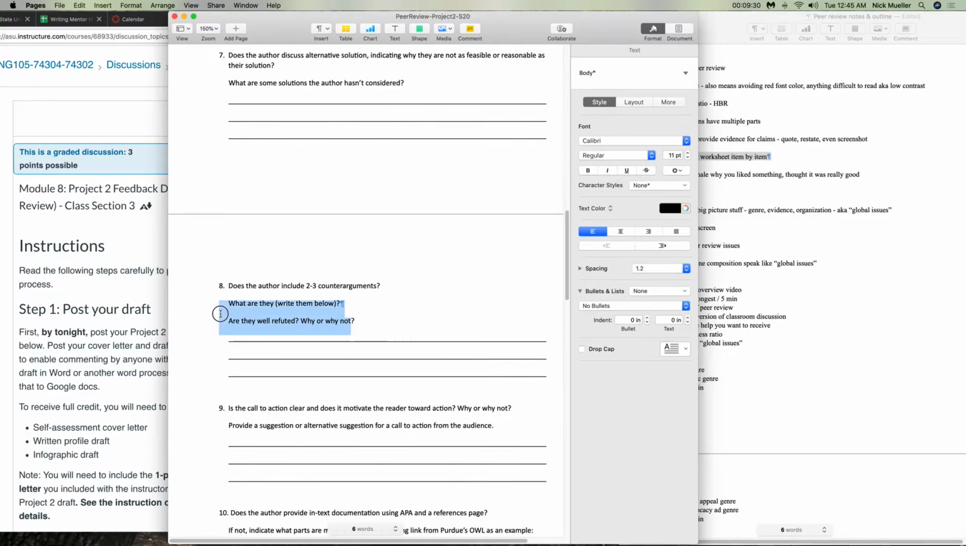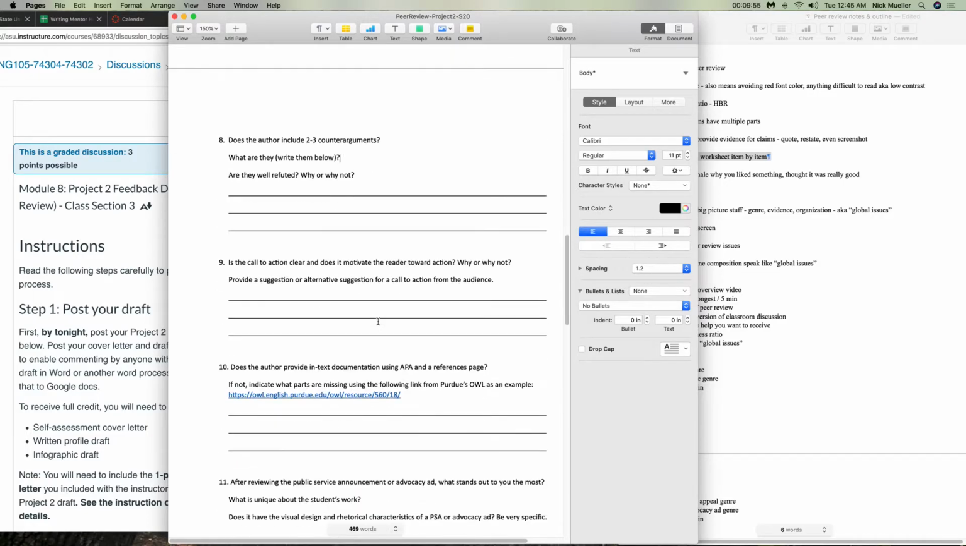Are they well refuted? What does well refuted mean? Again, it means believability. Are there specific details? Does the author show in context how these other possibilities wouldn't work given the money available, the time available, the groups who are interested in solving the problem within the community?